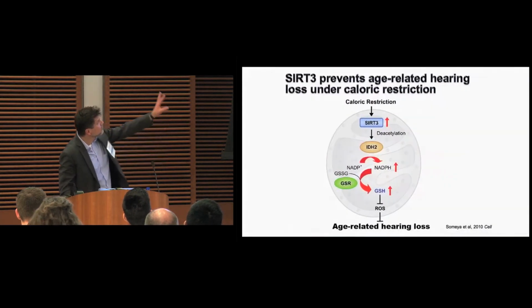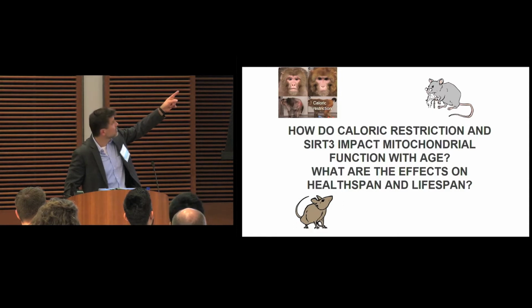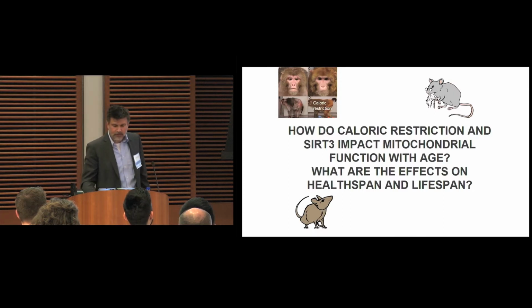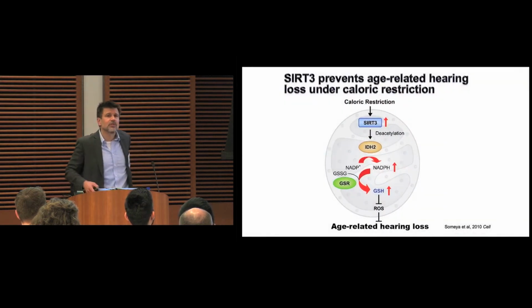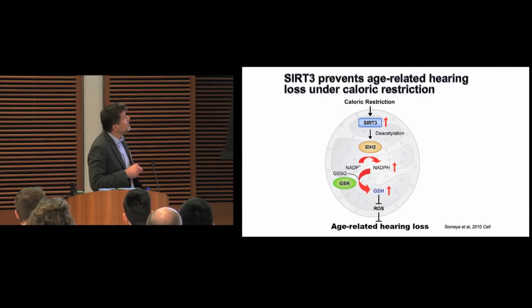So the question is, how does caloric restriction, and this enzyme in particular, this is a mitochondrial enzyme, SIRT3, and I'll tell you why we focused on SIRT3, impact mitochondrial function with age, and are these effects on health span or lifespan? The reason we're focusing on SIRT3 is we previously, in collaboration with Tom Prolla, demonstrated that SIRT3 was critical for the prevention of age-related hearing loss under caloric restriction.